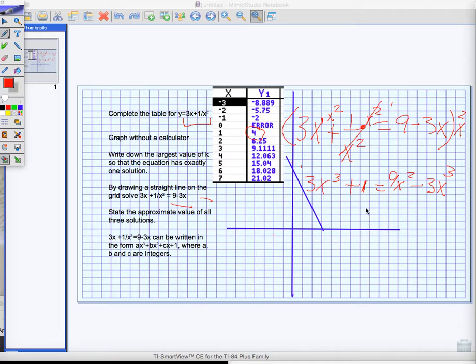So I'm going to go ahead and get everything on one side now. So I'm going to add 3x cubed to both sides, which is going to give me 6x cubed, because these are like terms. I'm going to subtract 9x squared from both sides. And I already have a plus 1 on this side. And there we have it. A would be 6, B would be -9, and in this case our C value, since we do not have a linear term, would be 0.